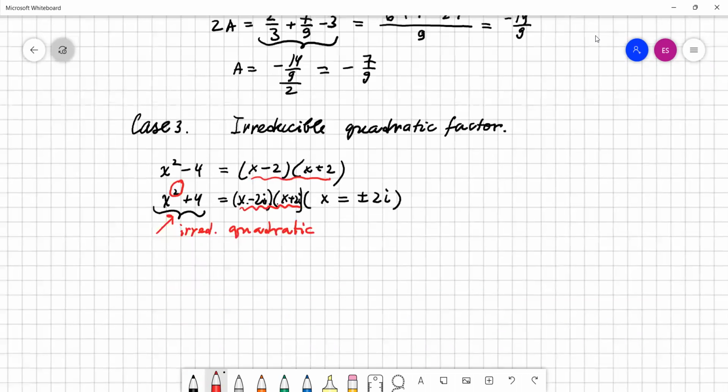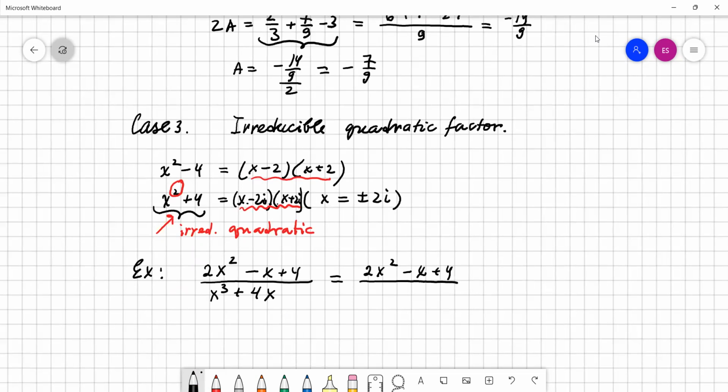Well, how are we going to change our solution if it has an irreducible quadratic factor in it? Okay, example. Consider example 2x squared minus x plus 4 divided over x cubed plus 4x. If I factor the denominator, I'm going to get x outside of these two terms, which gives me x squared plus 4. So I have x here, and this is an irreducible quadratic.